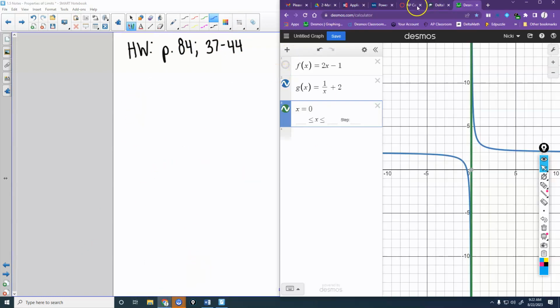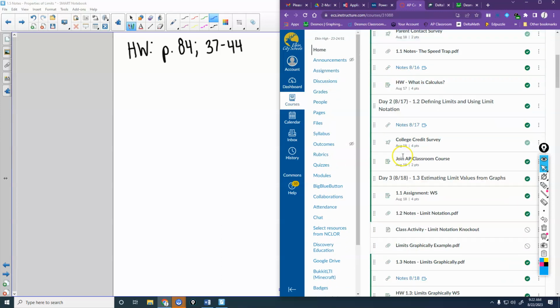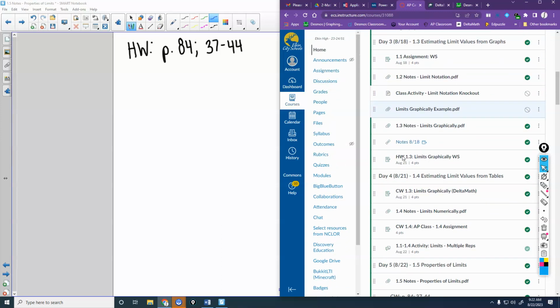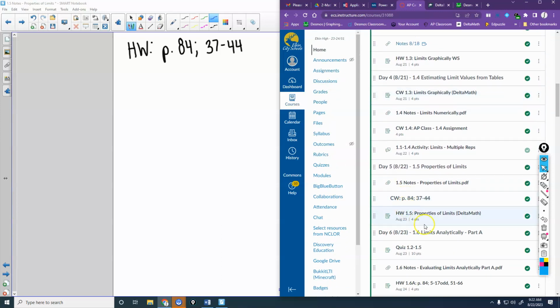Then your other assignment for tonight is from Delta Math. It's going to be properties of limits, and it is going to have a lot of those graphs where you're doing the composition. Our book doesn't have a lot of that. So it's going to be from Delta Math, and you're going to complete it as well. So this we're going to try to go over before you leave. If you finish it, though, you can go ahead and do the Delta Math as well.